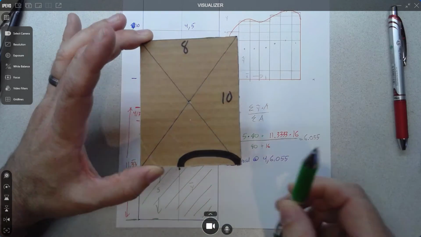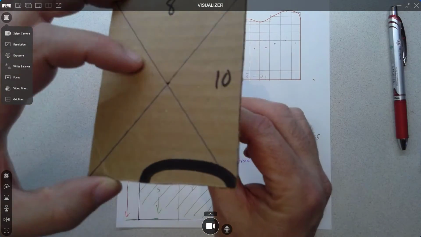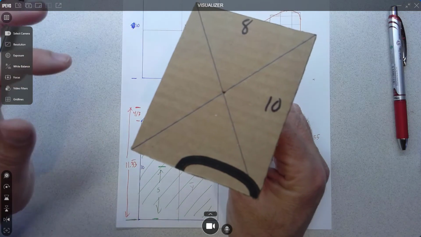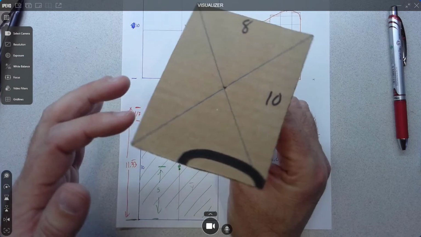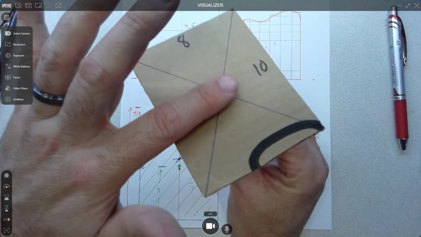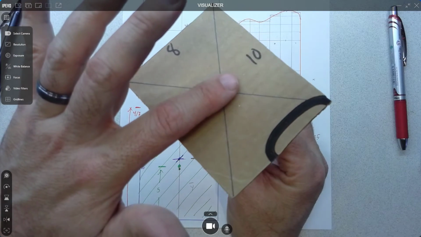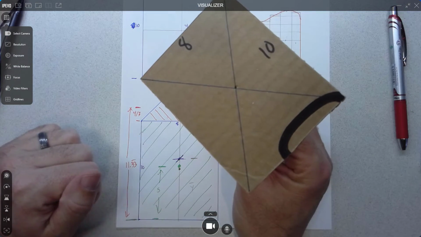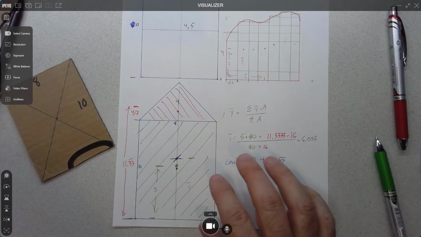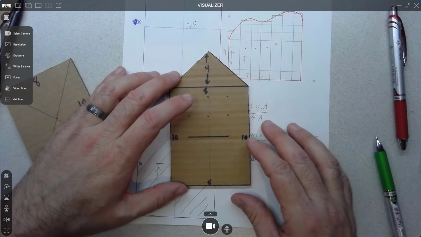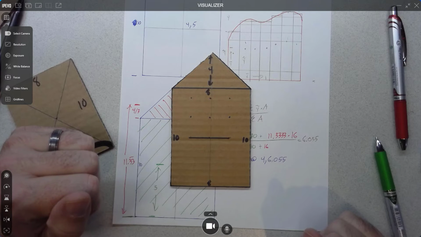And so if we balance that point on a pen, you can see that is roughly pretty close to where the centroid is, because it's balancing right on the tip of that pen there. So I also have cut out a scale shape of the rectangle with the triangle added to it.